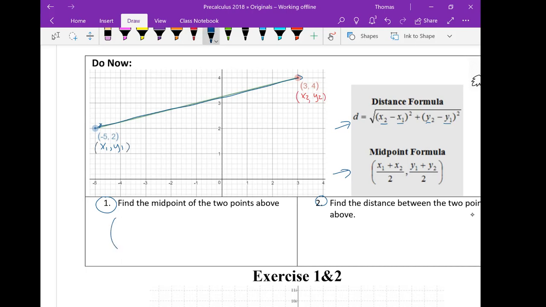So for my midpoint formula, it's x1 plus x2 all over 2, y1 plus y2 all over 2. If I plug my numbers in, I'll get negative 5 for x1 plus x2, which is in red up here, 3, all over 2, comma y1, which is 2, plus y2, which is in red, which is 4, all over 2.